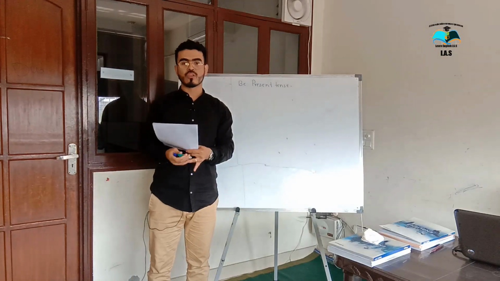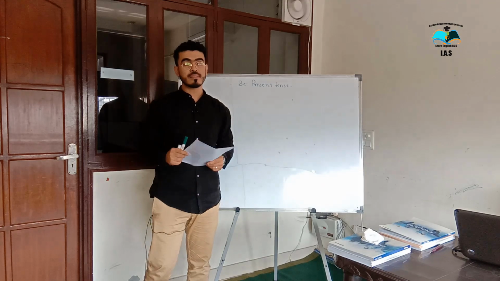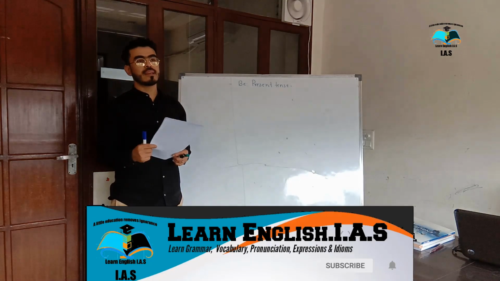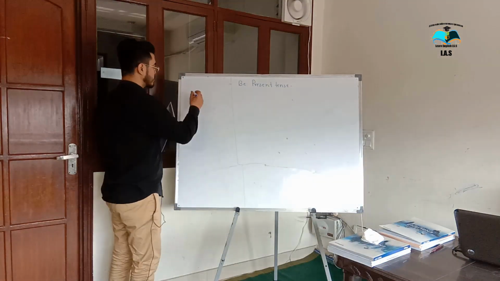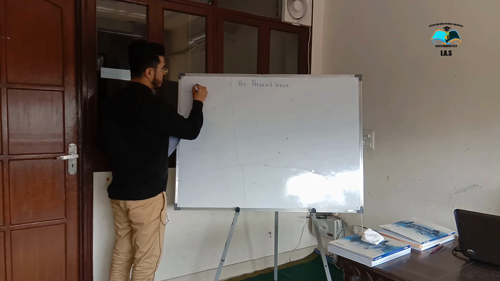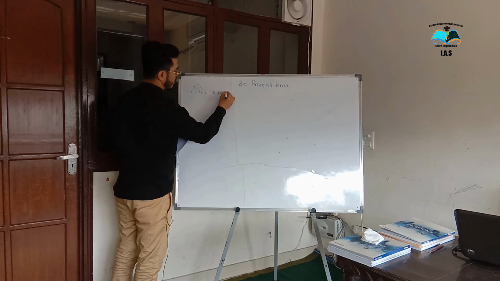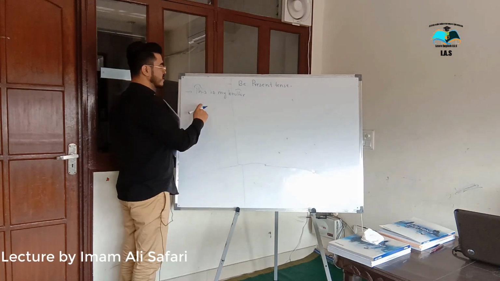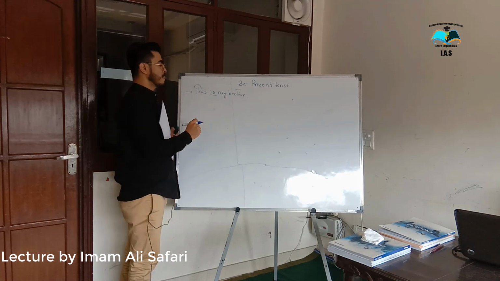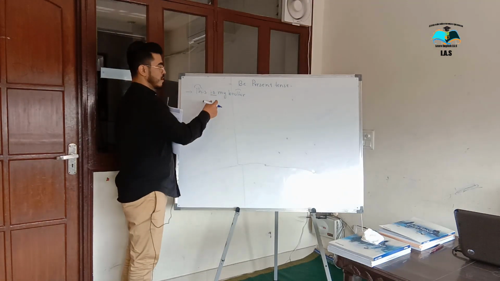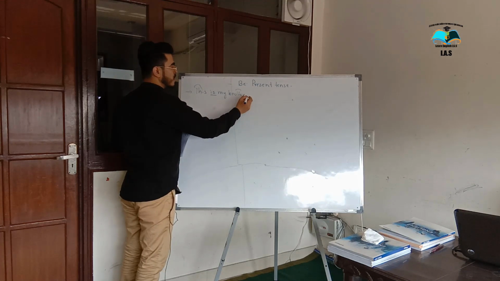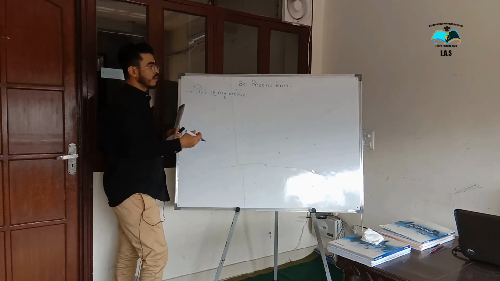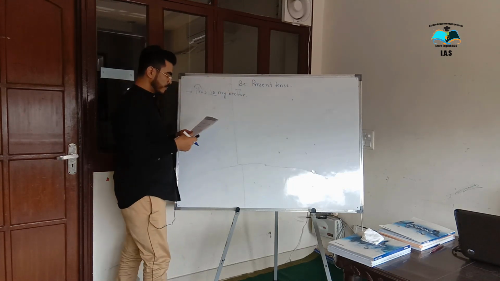In this lesson, I'm going to talk about simple present tense, especially be plus simple present tense. So how can we use be? Let me give you some examples first. This is my brother. This is an example. As you can see in this example, I have be here. This is my brother. This is be. So the sentence is a simple present tense sentence. Now let me tell you how we can form a simple present tense sentence with be.